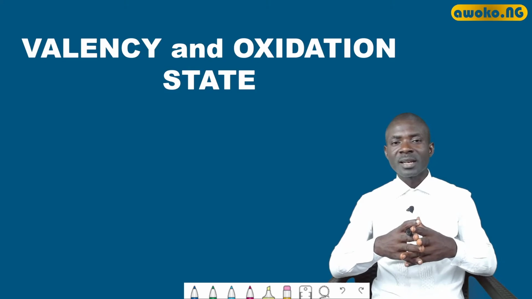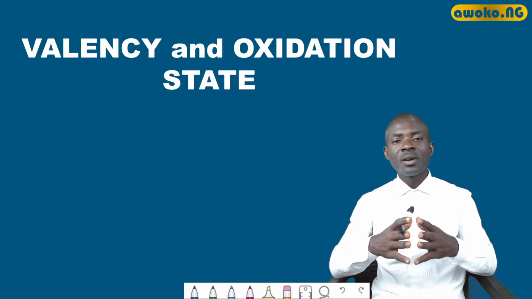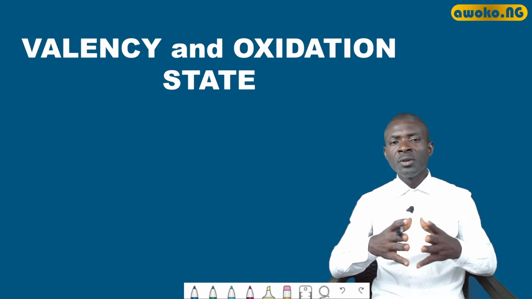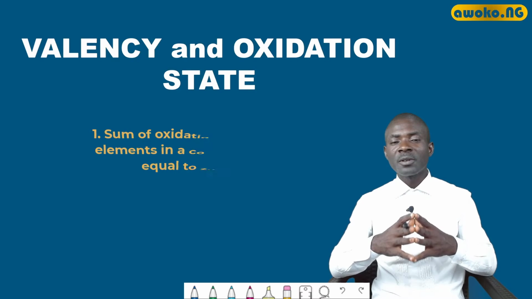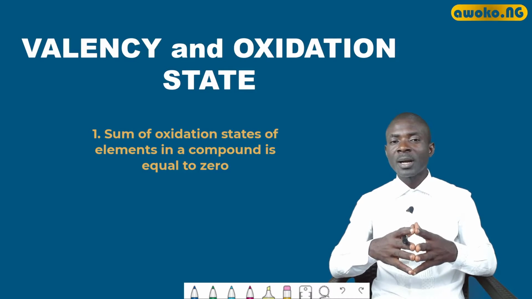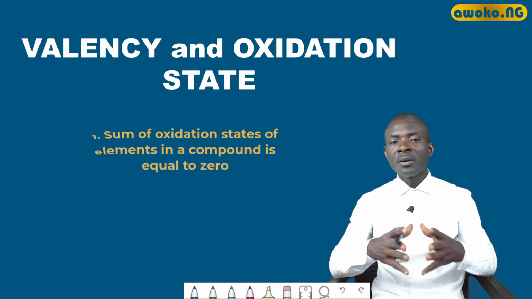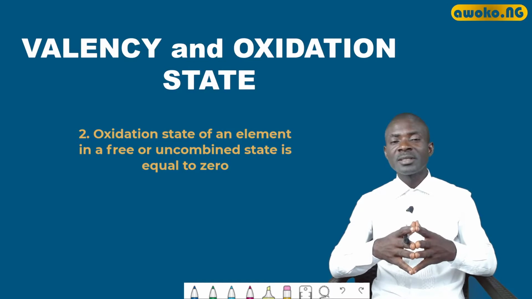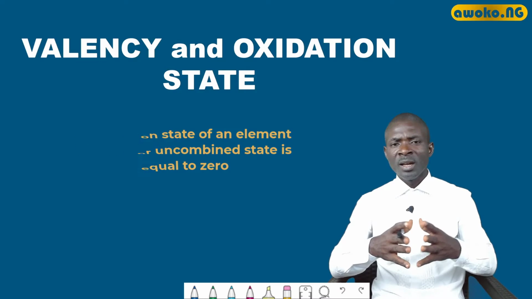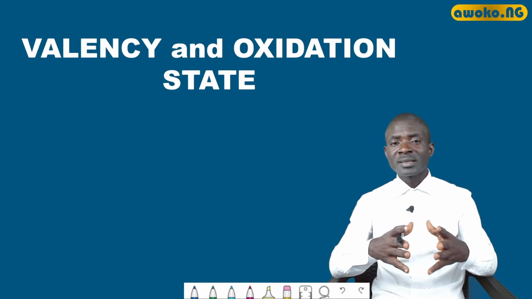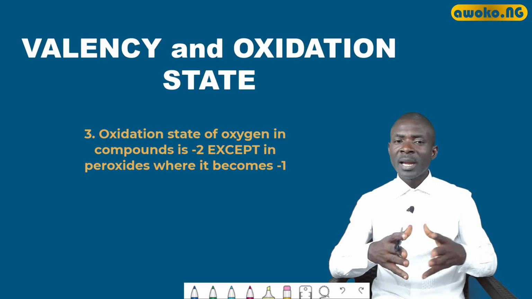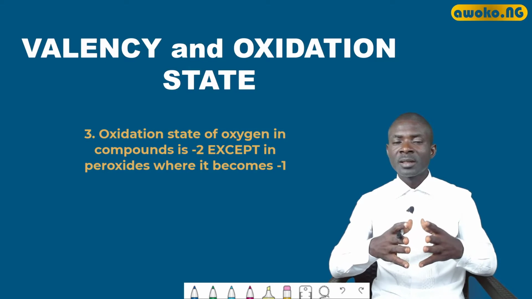Going back to our last class, we discussed some set of rules in determining the oxidation state of an element in a compound. We talked about rule number 1, which states that the sum of oxidation states of elements in a compound is equal to 0, while rule number 2 stated that the oxidation state of an element in a free state is equal to 0. Now let's talk about the next rule, which states that the oxidation state of oxygen is -2 except in peroxide.